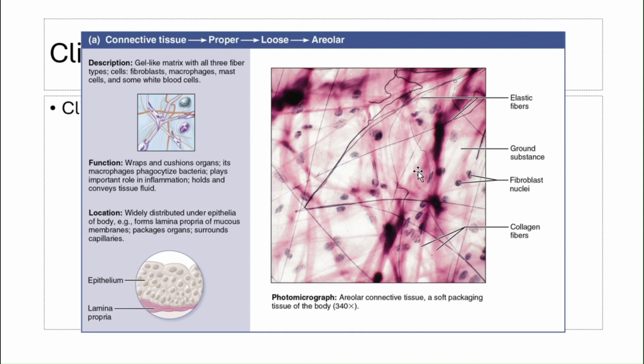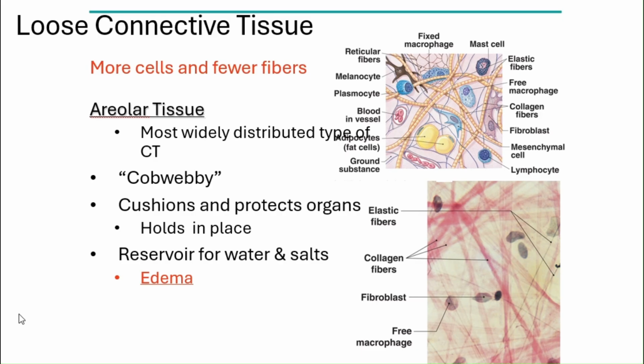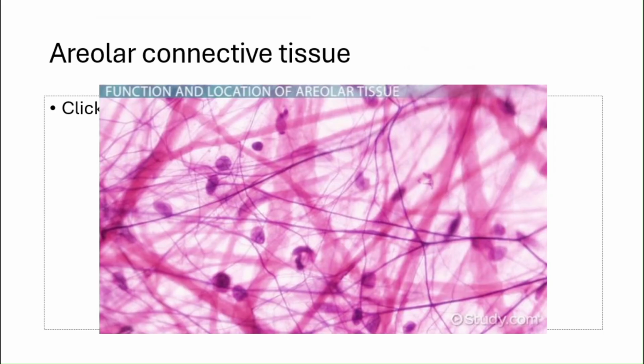Here is the slide. What kind of connective tissue is that? It is a loose connective tissue. What kind of loose connective tissue? Areolar loose connective tissue. The areolar loose connective tissue is like a cupcake, and we can see loose connective tissue in every part of our body. It's the most widely distributed type of connective tissue. So here we can see another areolar connective tissue.